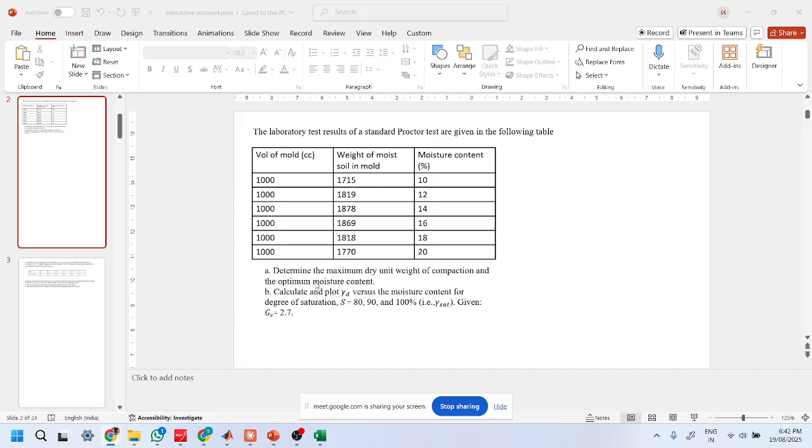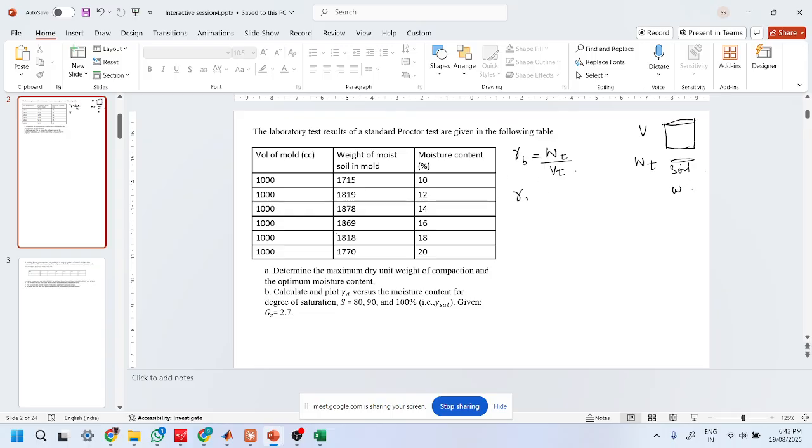Okay. So we have to determine the maximum dry unit weight of compaction and the optimum moisture content. Calculate and plot gamma d versus moisture content for degree of saturation 80, 90 and 100. Let's see what we have been given. We have been given the volume of the mold, the weight of the soil in the mold, so we can calculate the bulk density. We have been given the specific gravity.